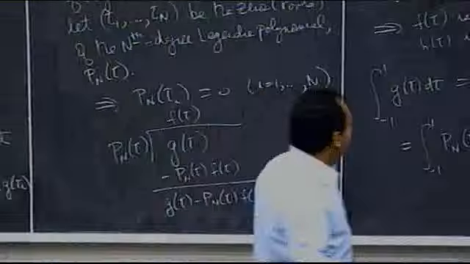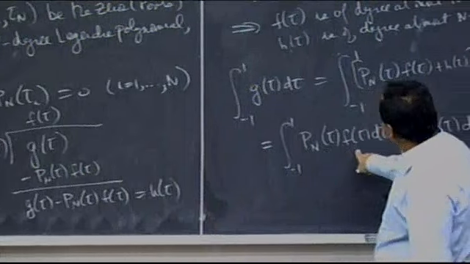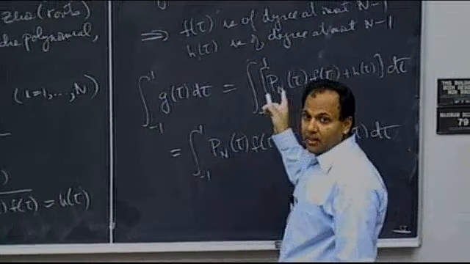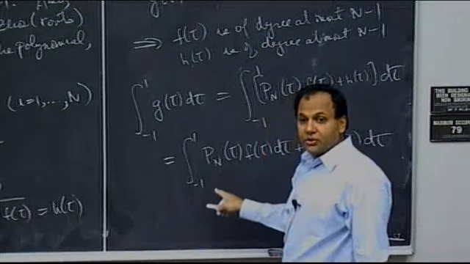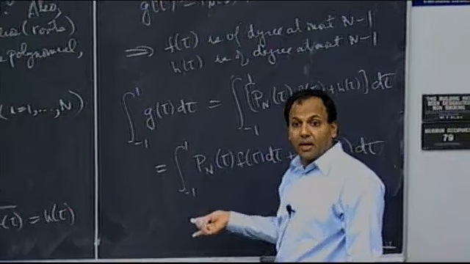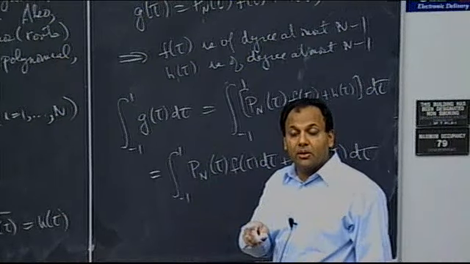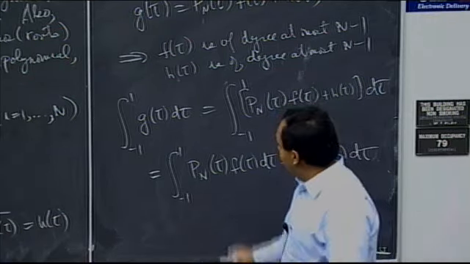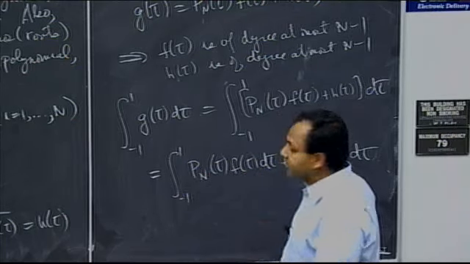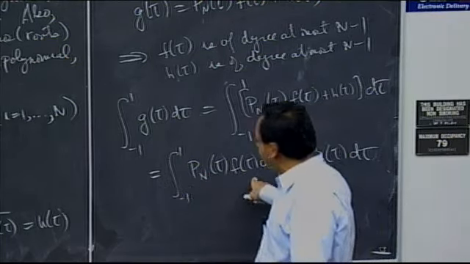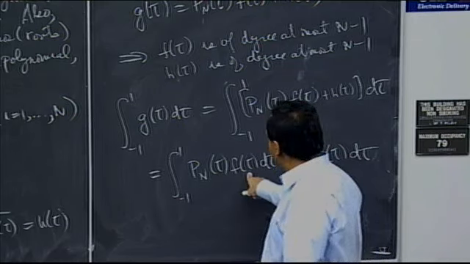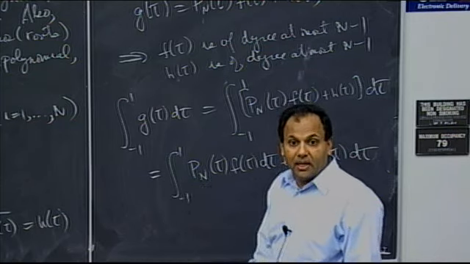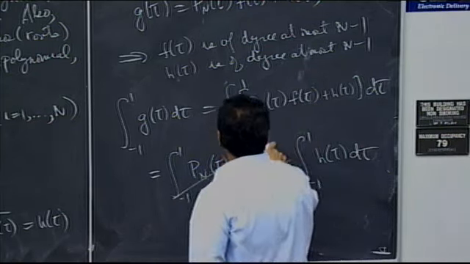But what's the degree of f of tau? What's the maximum degree it can have? n minus 1, right? And we know that the nth degree Legendre polynomial is a polynomial of degree n, right? And the nth degree Legendre polynomial is orthogonal to all polynomials of degree n minus 1 or less, right? So the integral from negative 1 to 1 of Pn of tau times f of tau d tau has to be 0, because Pn of tau has to be orthogonal to f of tau, because f of tau is a polynomial of degree at most 1 less than Pn of tau, right? And this is the nth degree Legendre polynomial, so this whole thing is 0.